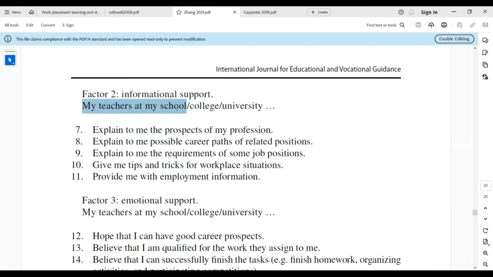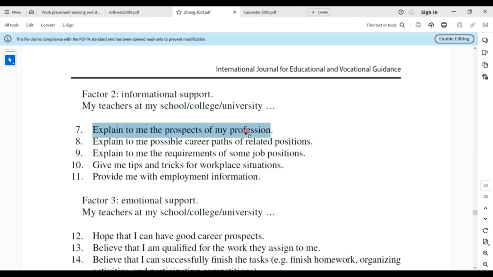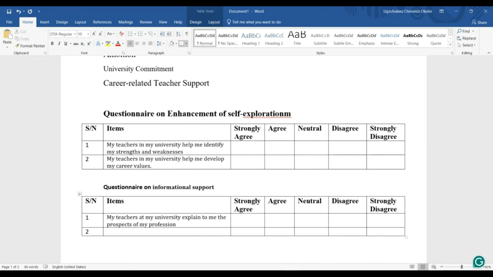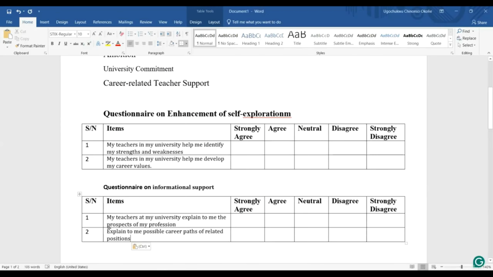So you can see that my teachers in my school or my university, let's say number 1, my teachers in my university, because these have already gone through validation. So you can see that. Let me take another one so it will make more sense to you. Career positions. Okay, that makes sense, right? So my teachers at my university explain to me possible career paths or related positions. So this is how you design your questionnaire, by adopting.